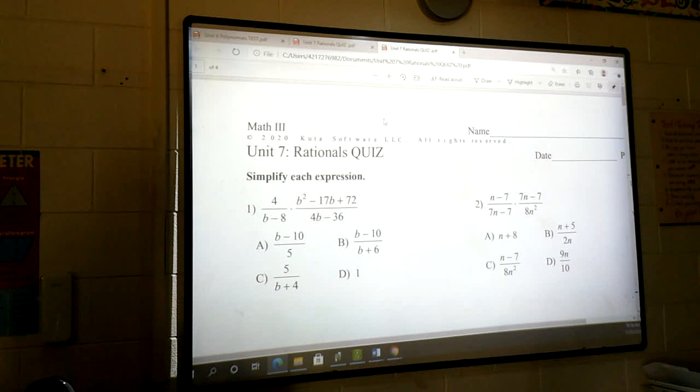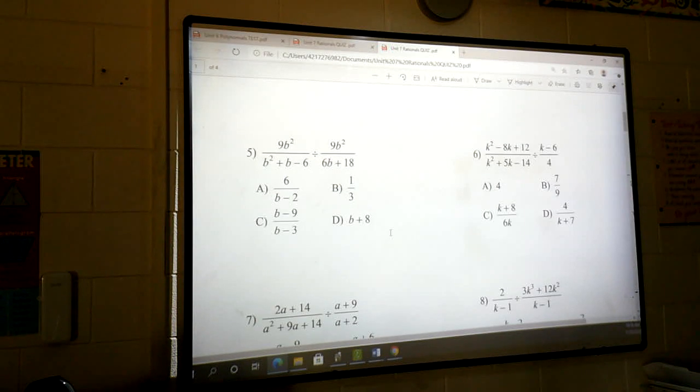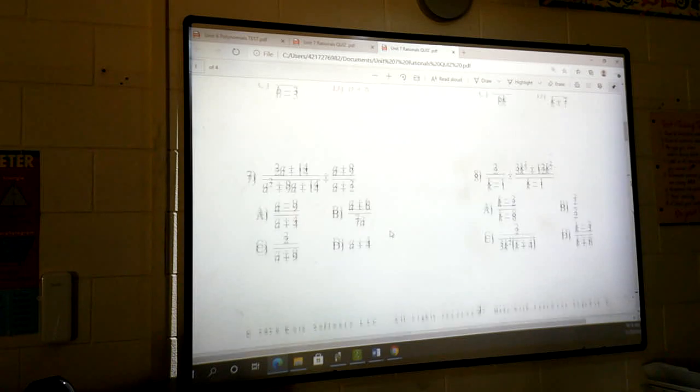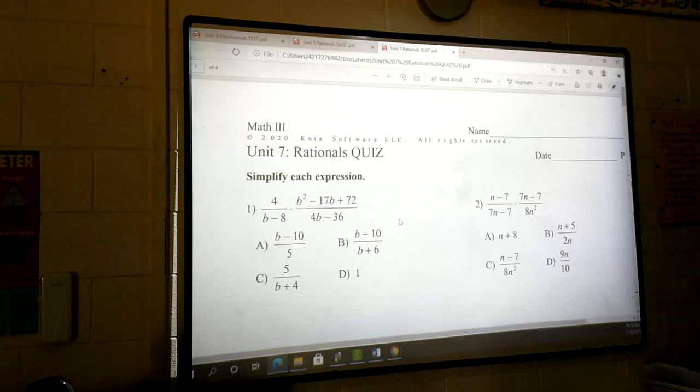On the Unit 7 quiz, in the first set of problems, you're going to be multiplying or dividing. If you look, I think it takes you through the first page. It's just multiplying or dividing. When you multiply, you go straight across. You make it into one fraction. You're just going straight across.